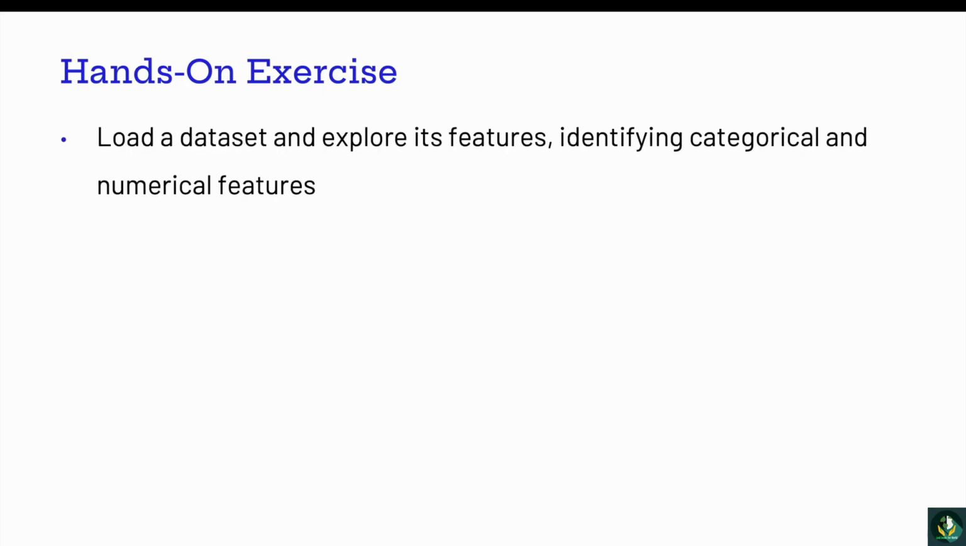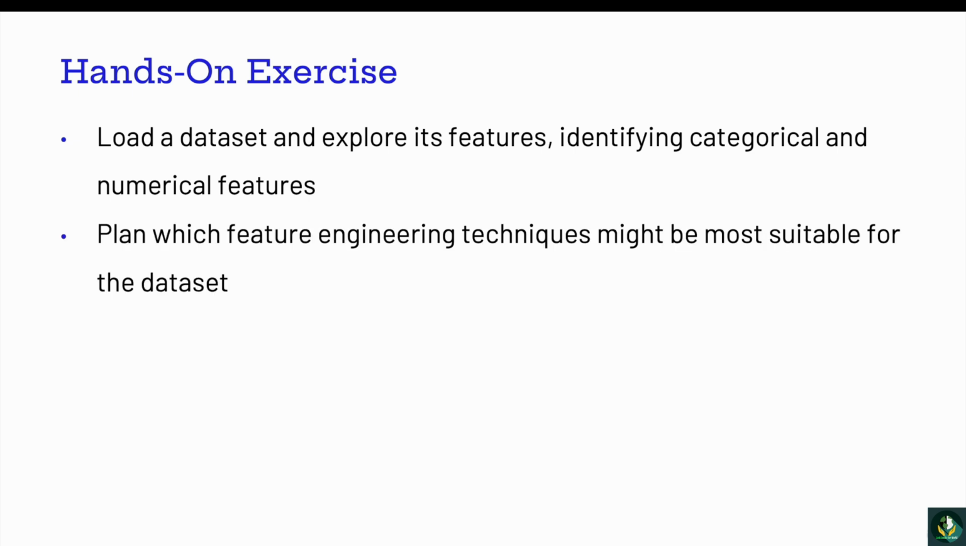Now, with all these in mind, let's go and look at a hands-on exercise. The thing that we'll be looking at is loading a dataset and exploring its features, identifying some categorical and numerical features. And next, we'll plan which feature engineering techniques might be most suitable for the dataset. So here the objective again is to explore and analyze a dataset to identify different types of features and plan appropriate feature engineering techniques.